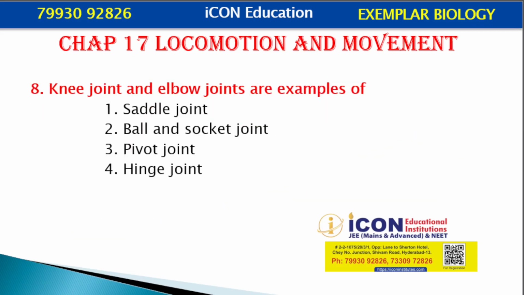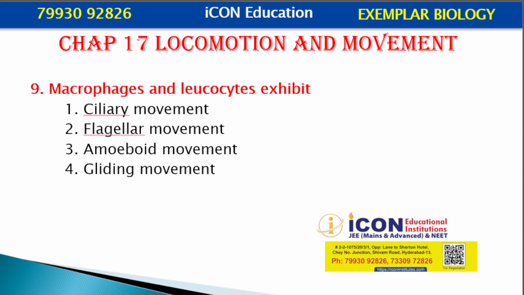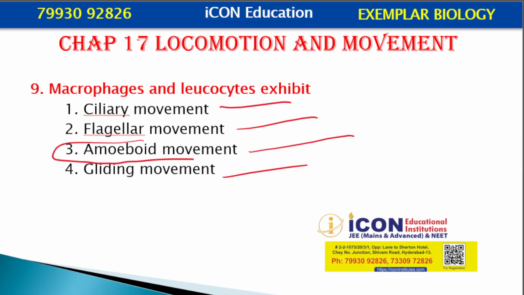Knee joint and elbow joint are examples of saddle joint, ball and socket joint, pivot joint, hinge joint. Knee joint and elbow joints are examples of hinge joint. Macrophages and leukocytes exhibit ciliary movement, flagellar movement, amoeboid movement, gliding movement. Macrophages and leukocytes exhibit amoeboid movement.